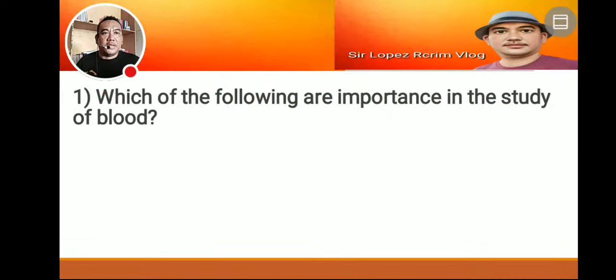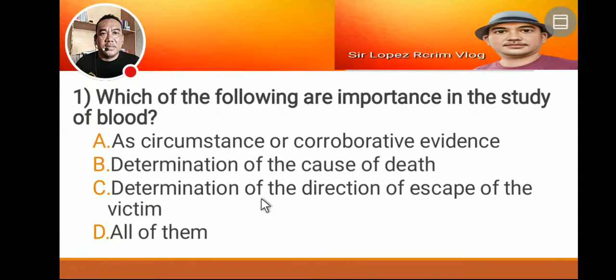Let's start with question number 1. Which of the following are important in the study of blood? Letter A, circumstance or corroborative evidence. Letter B, determination of the cause of death. Letter C, determination of the direction of escape of the victim. Or letter D, all of them.